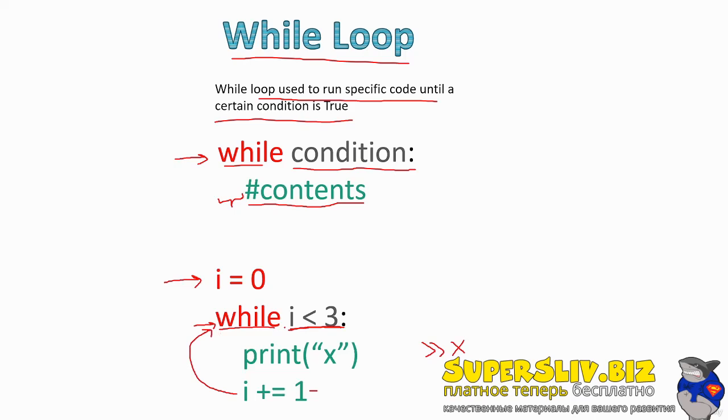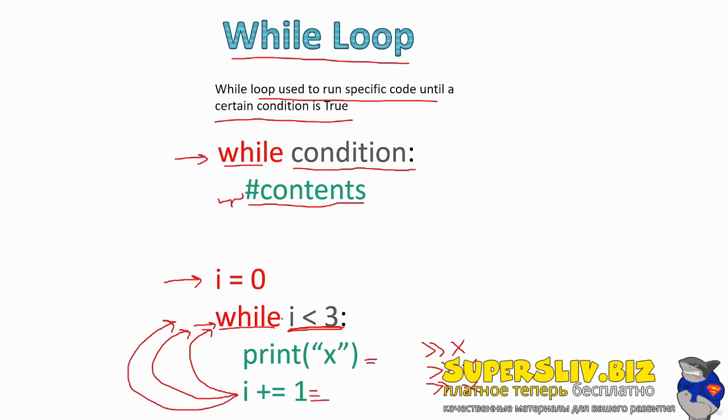Now i is equal to 1. It is still less than 3, so the condition is true. So it will print x again. It will add 1 to i again. Then again it will go to the beginning. Now i is equal to 2. It is still less than 3, so the condition is still true. So it will print x again. It will add 1 to i. Now it will go to the beginning again.